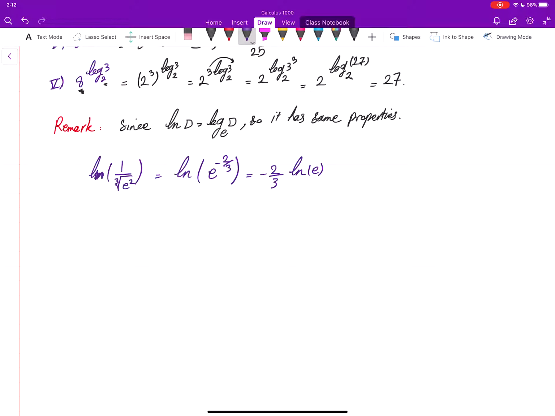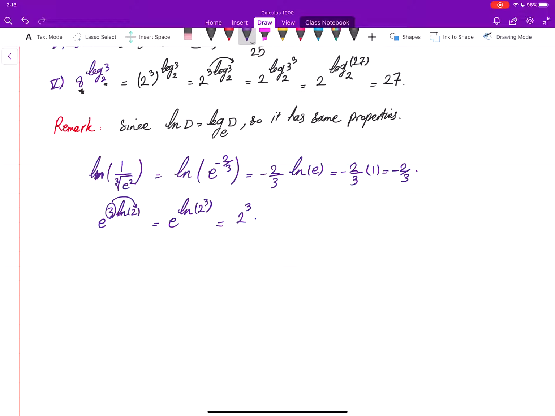Ln is log base e. Log of b base b is 1. So ln of e is 1. So this is negative 2 over 3 times 1, which is negative 2 over 3. Also, if you have something like e to the power 3 ln 2, we can do e to the power ln of 2 to the power 3. So the multiple goes inside and becomes a power. Then e to the power ln. Remember, ln is log base e, and following the inverse function property, we will have basically 2 to the power 3 itself.